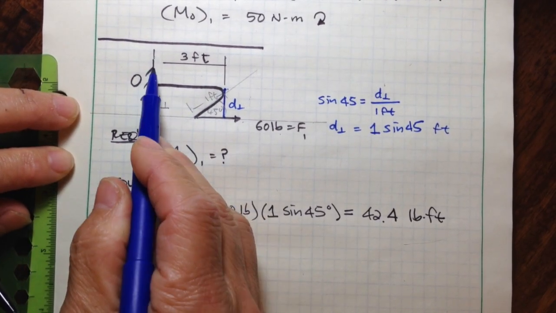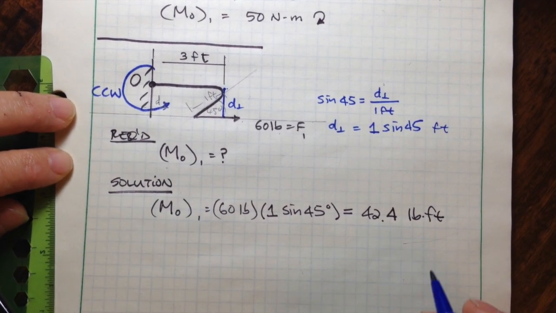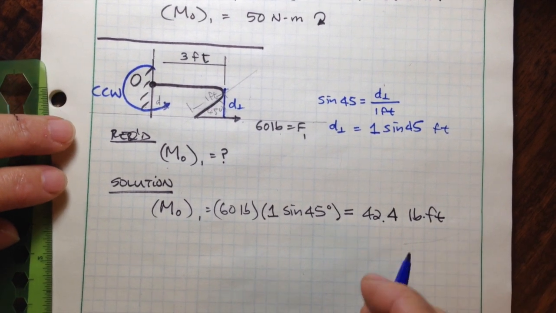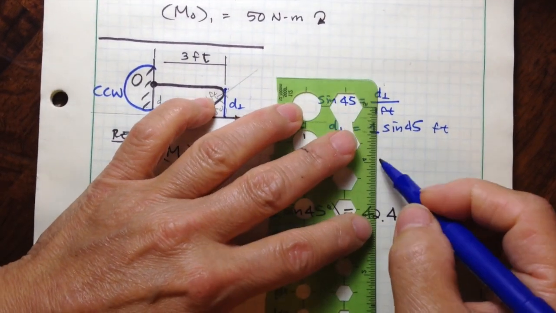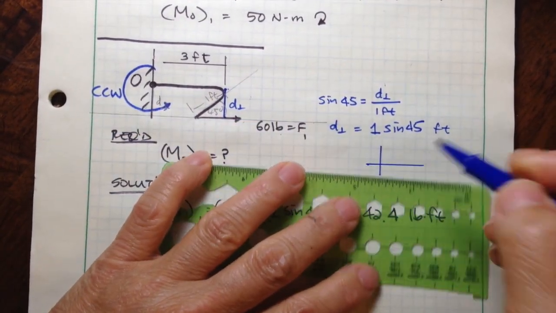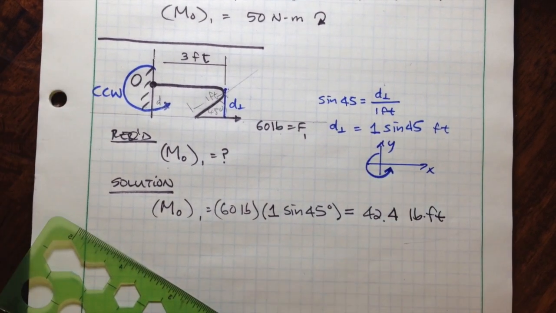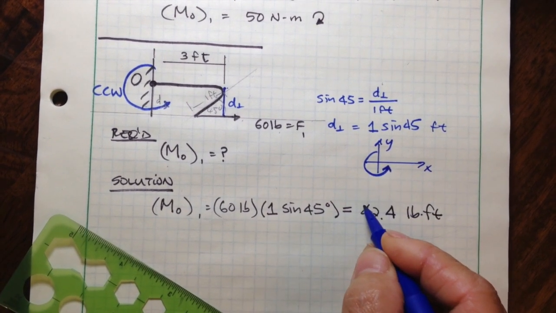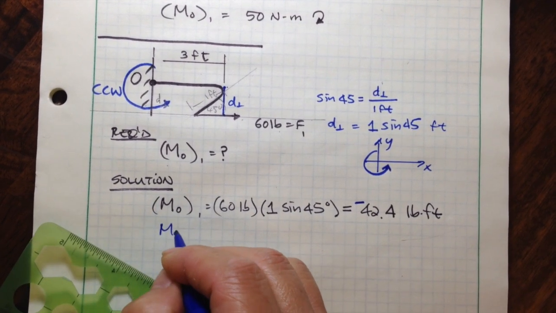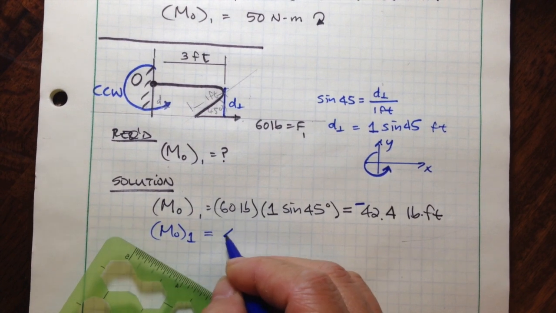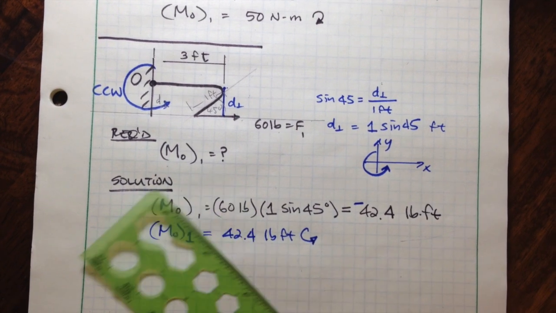Now that force, if we look at this diagram, would cause this unit to rotate in the counterclockwise direction. So I can either write it as a negative sign, because using, let's say, this as my coordinate system, if it's rotating counterclockwise, it would be considered negative. So I can do that, or I can say the moment about point O due to force F1 is 42.4 pound-feet, and it's in the counterclockwise direction.